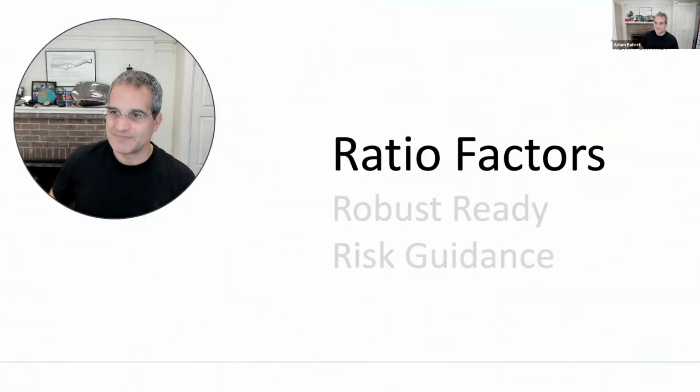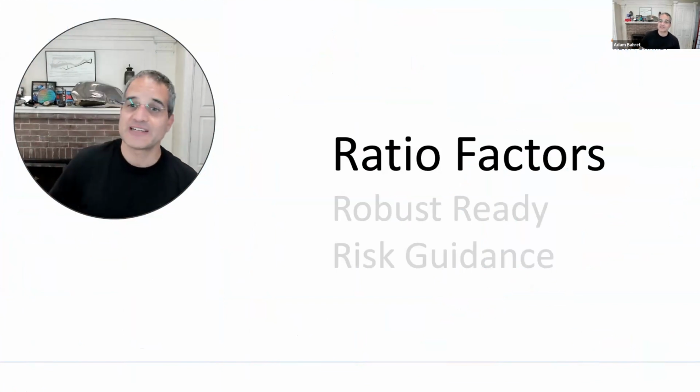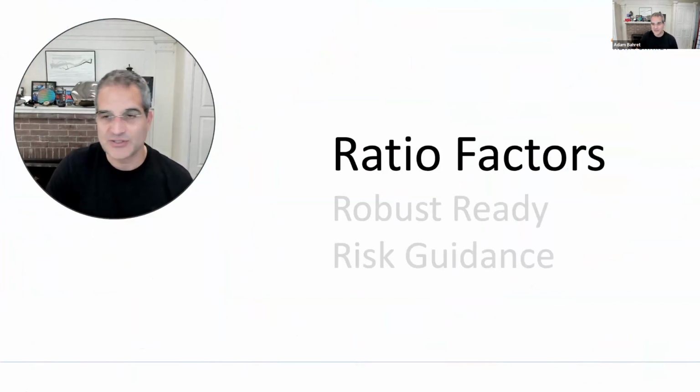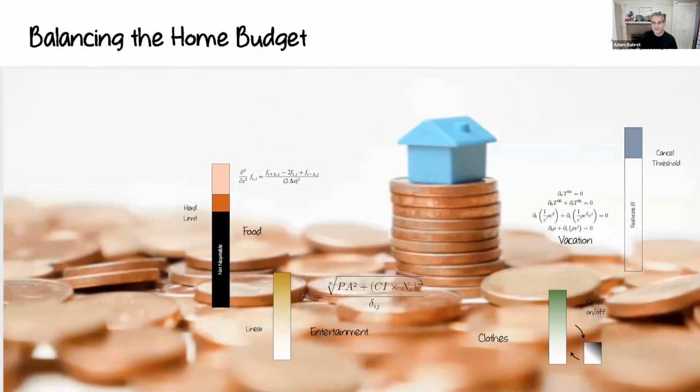So there's three elements, three R's, right? The R3: ratio factors, robust, ready, and risk guidance. So let me share a little bit about each. So ratio factors. Ratio factors are the factors that all, when brought together in sum, affect some higher level metrics.